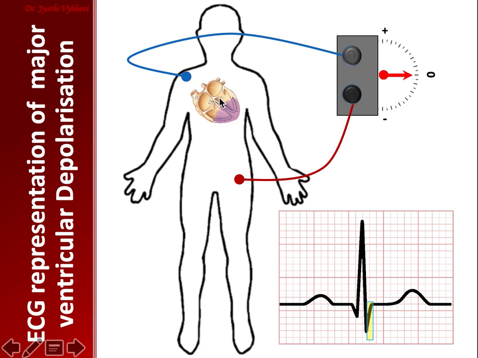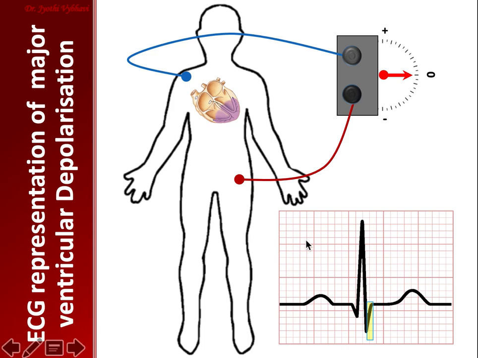So the depolarization wave is towards the negative electrode, so we get a negative deflection on the ECG machine, and that is the S wave. This is the negative deflection on the ECG machine. So the S wave is a small, fast negative deflection. So the needle will move faster. So this is how the QRS complex is formed.